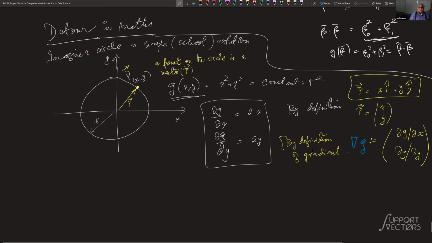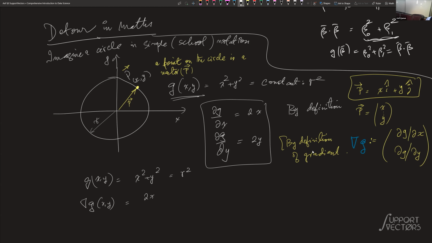Now in this particular example, let us go back and compute. G of x, y is equal to x squared plus y squared, which is equal to some constant squared. The gradient of G(x, y) is equal to what? Again, I'll just repeat the whole thing from here. The partial derivative of G with respect to x and the partial derivative of G with respect to y. It is this vector, almost by definition. And this is equal to (2x, 2y). Now, this is an interesting thing.